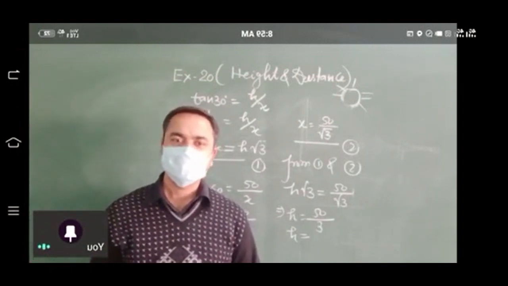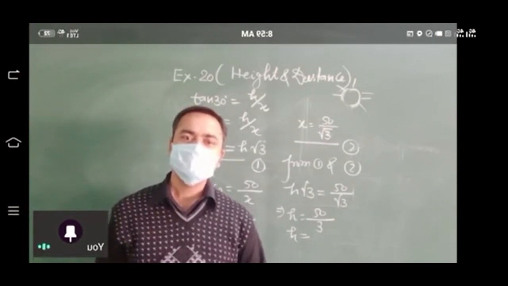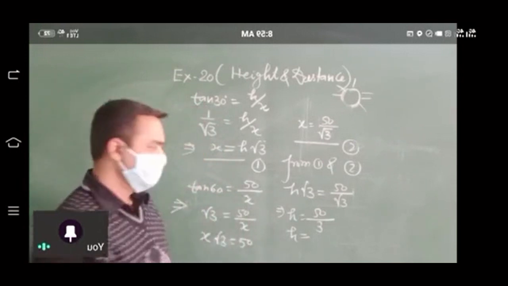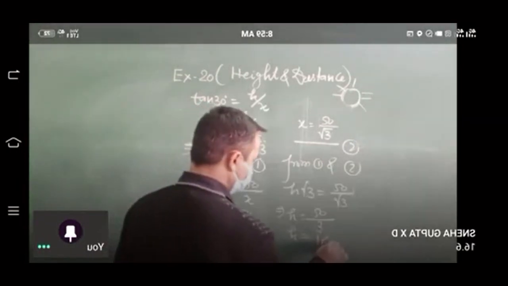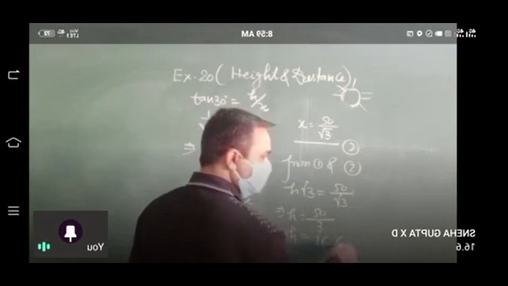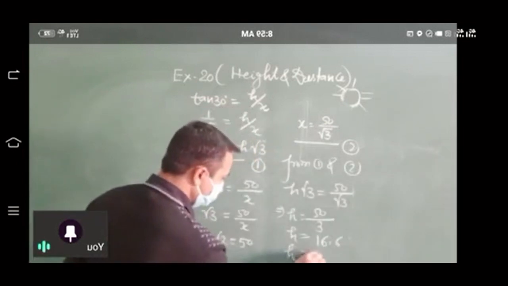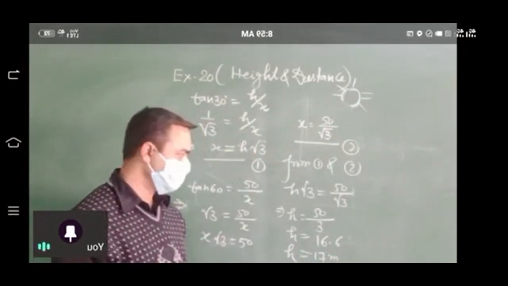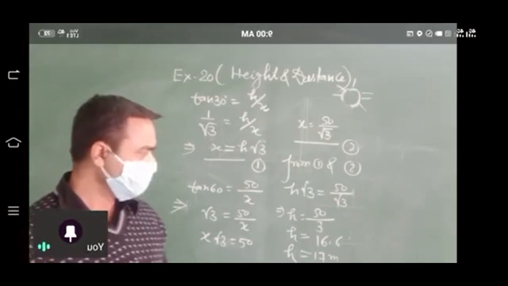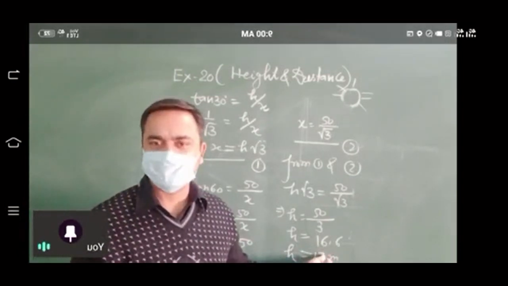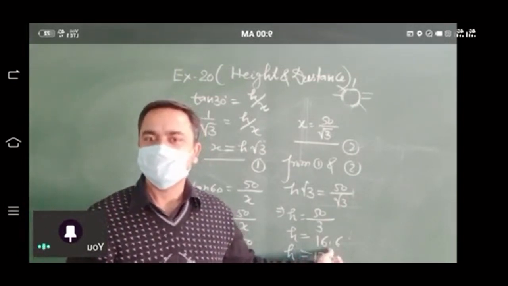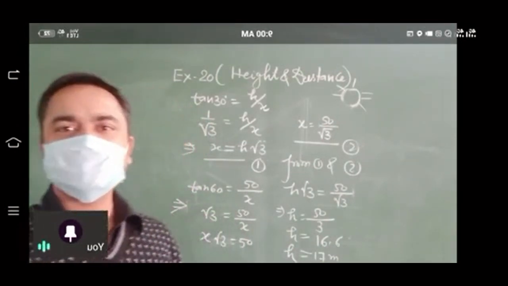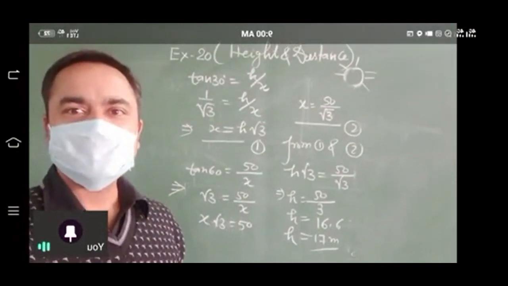16.6 means 17 meter approx. 16.6. You may take approximate value 17 meter. What is the given answer? Correct 17 meter, right? So you may complete. Note down, students.